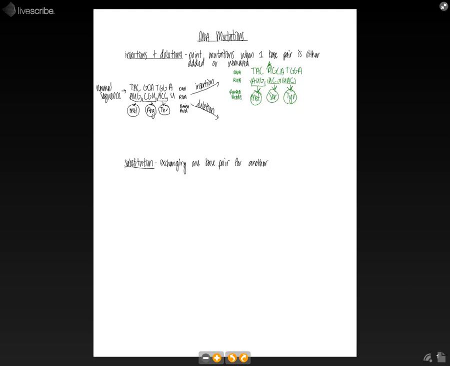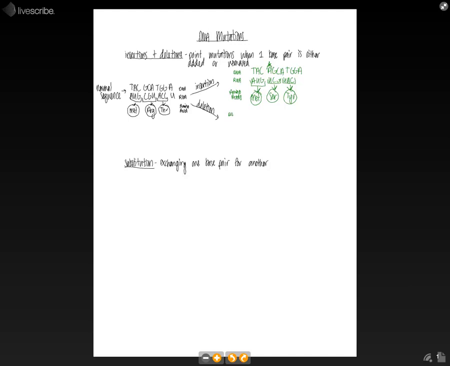So if we compare this back to our normal sequence, we see that we still get the same first amino acid, obviously, because this wasn't mutated. But then our second and our third amino acids are different than in our original unmutated sequence. So we can see how this changes everything just by adding a single base pair.